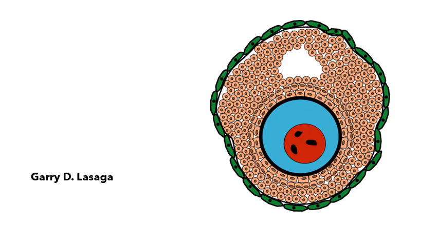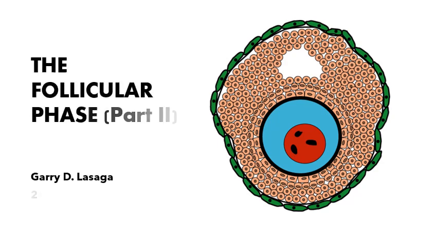Welcome to the second part of our lecture on the follicular phase of the estrous cycle. During the follicular phase of the estrous cycle, ovulation usually occurs. In ovulation, there is an increase in the LH. This is also known as the preovulatory LH surge, and this surge will trigger ovulation.